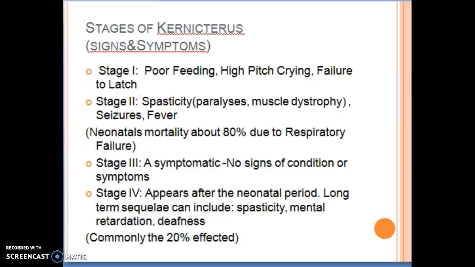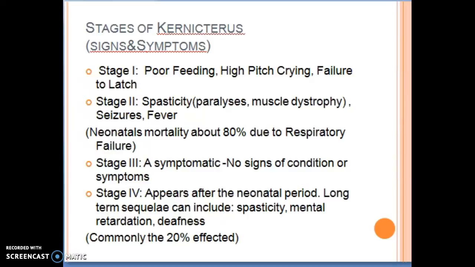Stage 3 is asymptomatic. This usually has no signs and conditions. The child is already where they are. They're not progressing. They're not getting worse. And this is usually the telltale sign that it's not going to get better and things are going downhill from here.